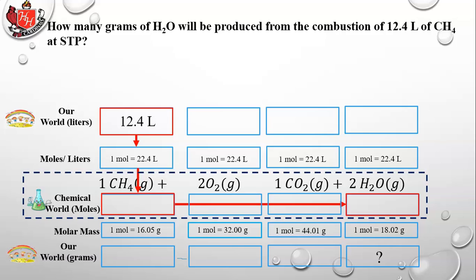And now you're ready to come out for your final answer, which is grams of H2O. So you're going from moles of H2O, and you're coming down to grams of H2O, and you're using the molar mass of water. 18.02 grams equals 1 mole to do that conversion. So it's a 3-step problem.